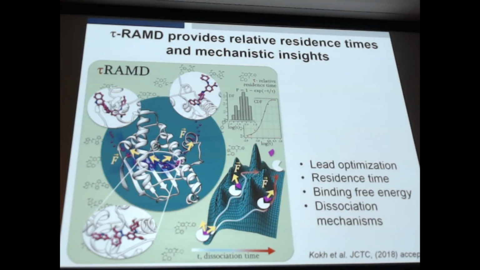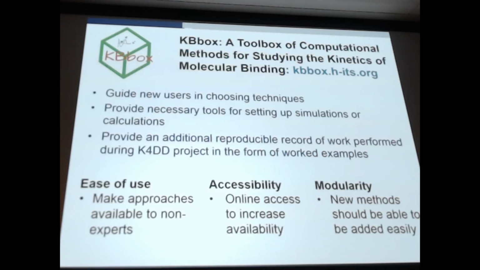So just to sum up, I think the RAMD procedure allows one, with a very computationally efficient procedure, to explore the egress pathways and to compute relative residence times. Of course, these are also relevant for understanding binding free energies, because we're sampling both the ground state and the transition state to unbinding, and we can get some information about dissociation mechanisms.